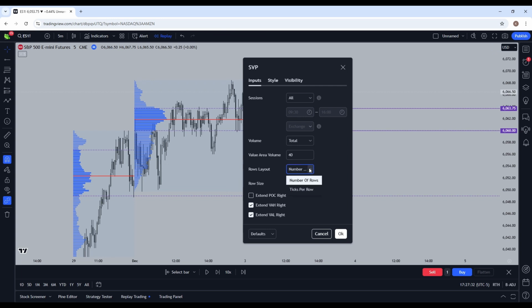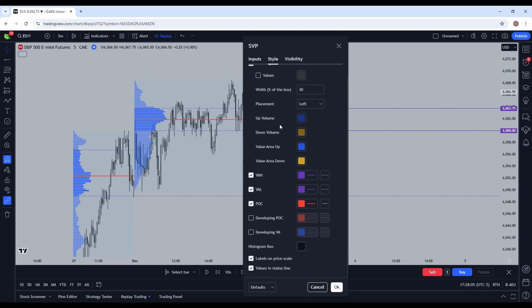And then for row size, I think it comes in at maybe 30 or something like that. I use 200. I think it looks cleaner, and it paints a better picture in my opinion. So I would recommend 200 row size. I don't think it's necessary, but that's what I recommend.